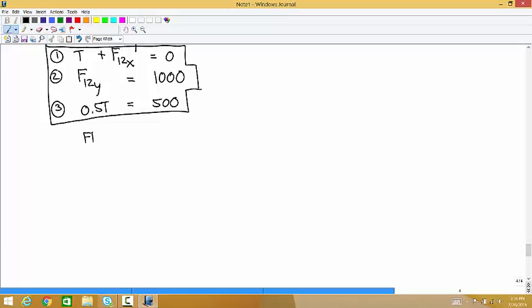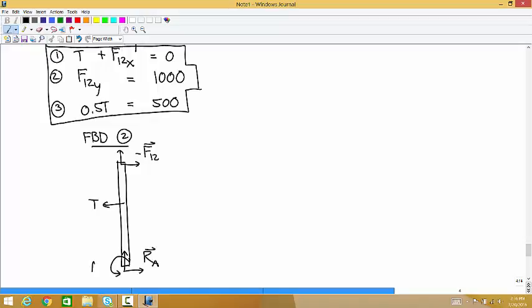So now, free body diagram of the vertical member. Up here we have negative F12. At the middle we have a cable tension going to the left. And then at the ground, that's a fixed joint. So I'll call that the force vector RA and the couple MA.